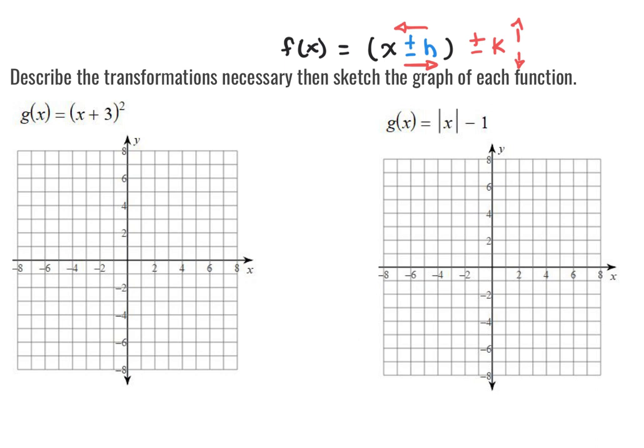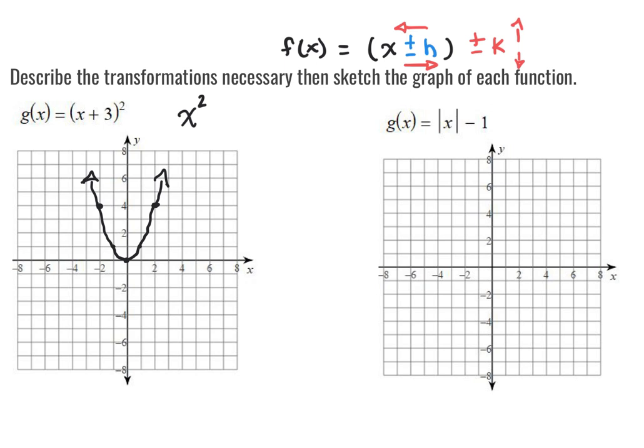So the first key is to identify your parent function. In this case, my parent function is x squared. I want to plot some of the points of my parent function, maybe using a different color, in order to be able to shift the graph later. So first I'm going to plot my parent function, which goes through (0, 0), (1, 1), (2, 4), (-1, 1), (-2, 4). This will be my parent function, this parabola.